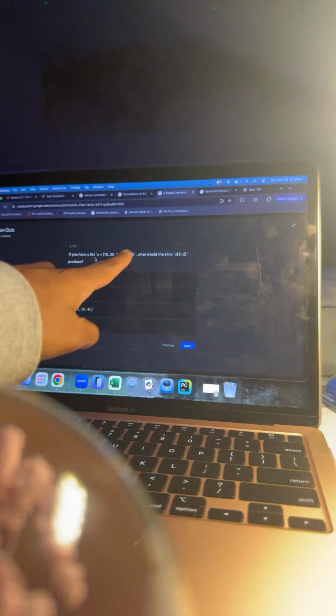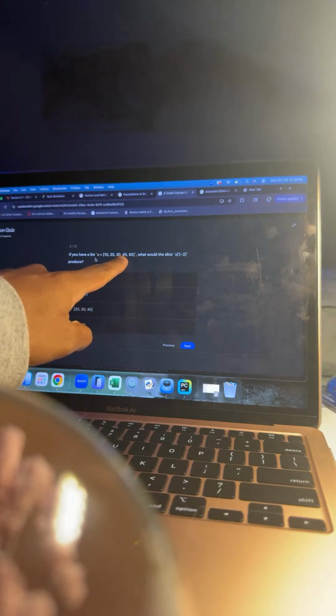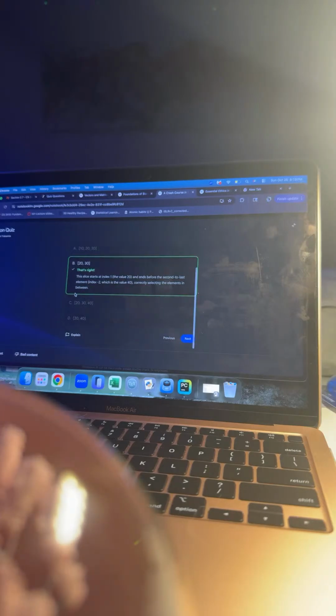Got it. If you have a list, x equals this, would be the slice. What would the slice 1 to -2 produce? -2 would be -2 from the back. It would be 20 to 30. But I don't know. Yeah, I do know.